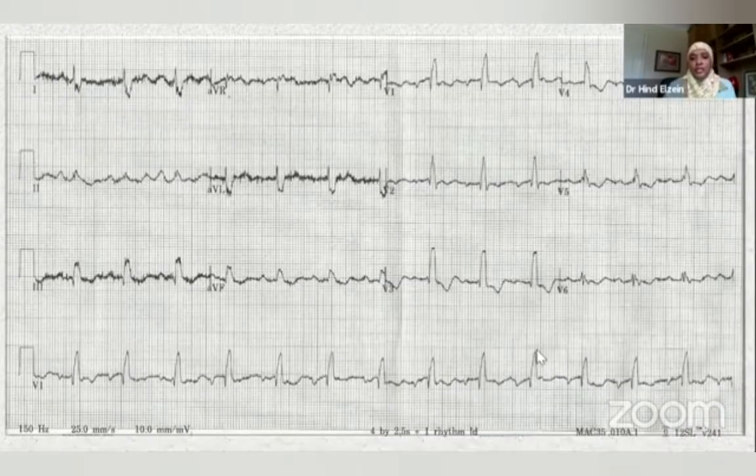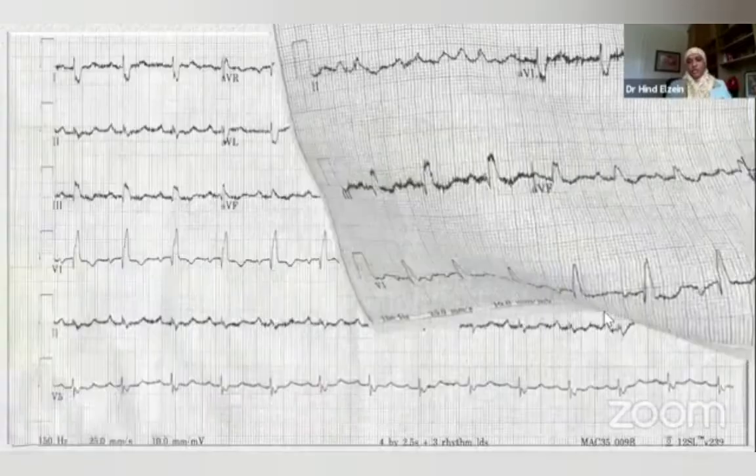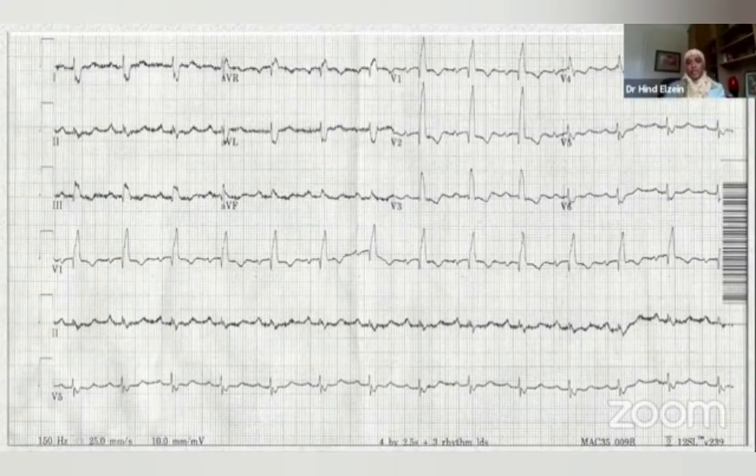So this is the 12-lead ECG of this patient. Maybe I can show this more clearly. At this stage, I will stop here for the panel members to comment on the ECG.